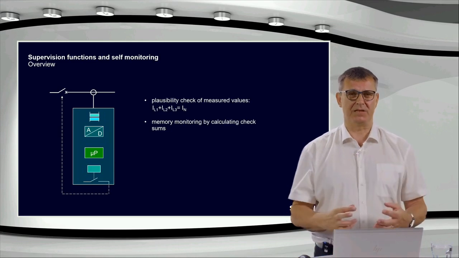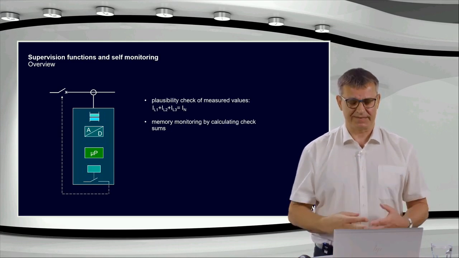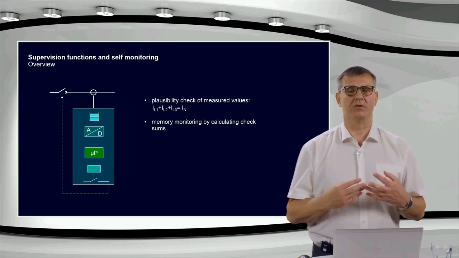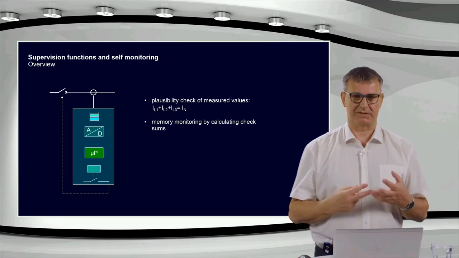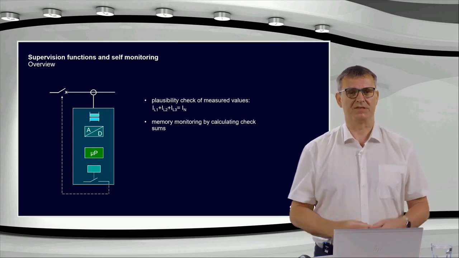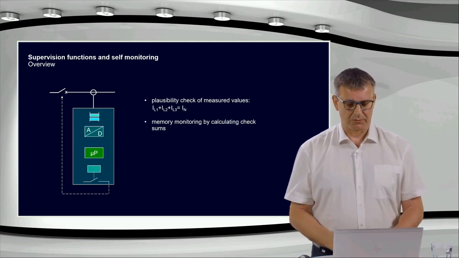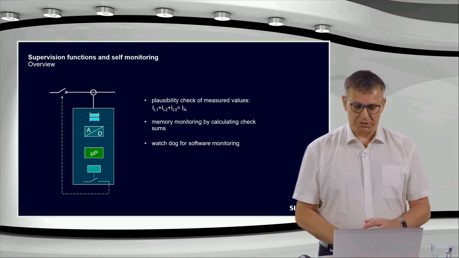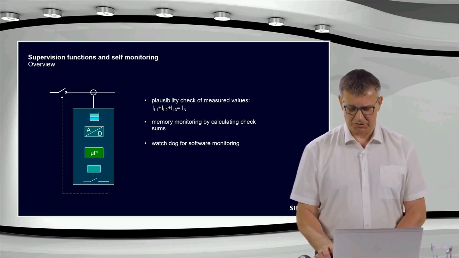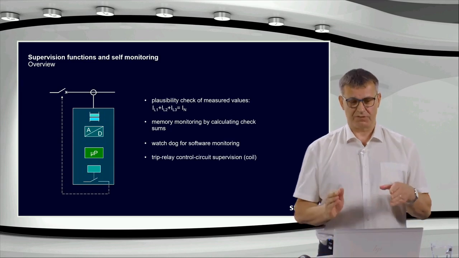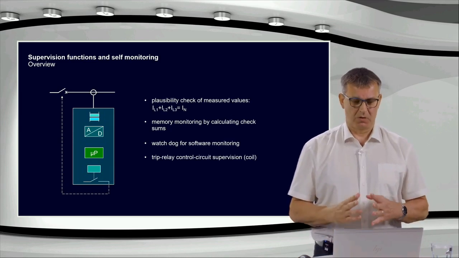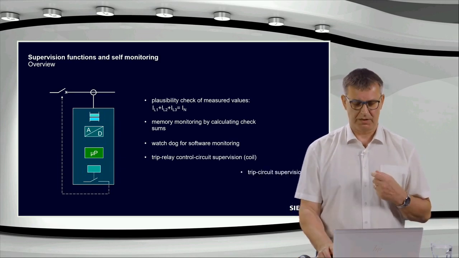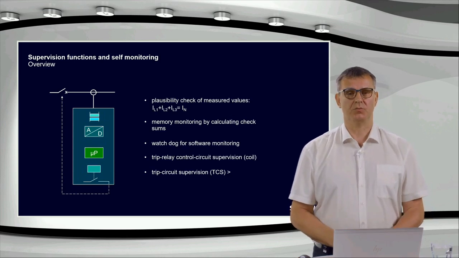We have implemented in our firmware basics, in general, a memory monitoring and a calculating of checksums. I think that's state of the art. This will be done in SIPROTEC 5 really by the basics of our firmware. We have also, of course, watchdogs for software monitoring. This will come later in more detail: we have implemented a triple control circuit supervision for the coil, and we have a trip circuit supervision also implemented.